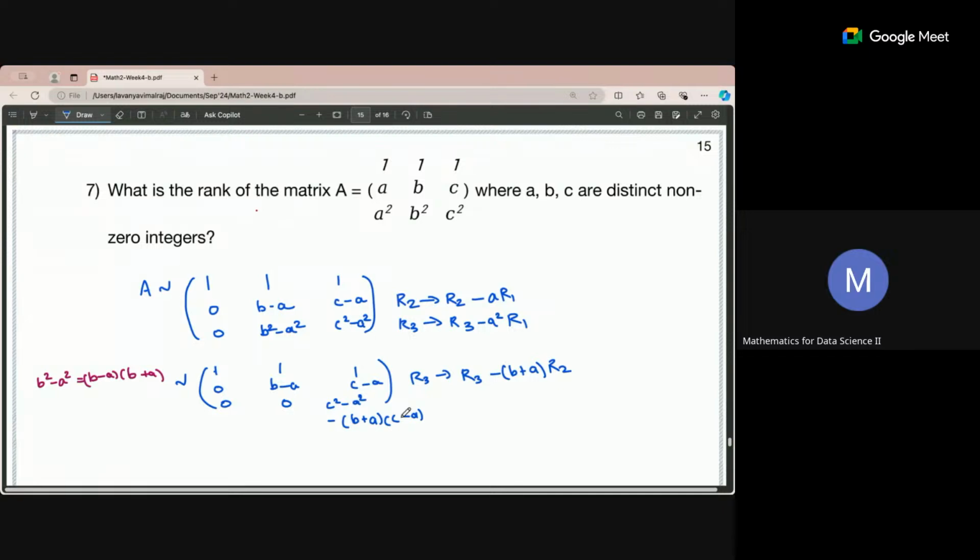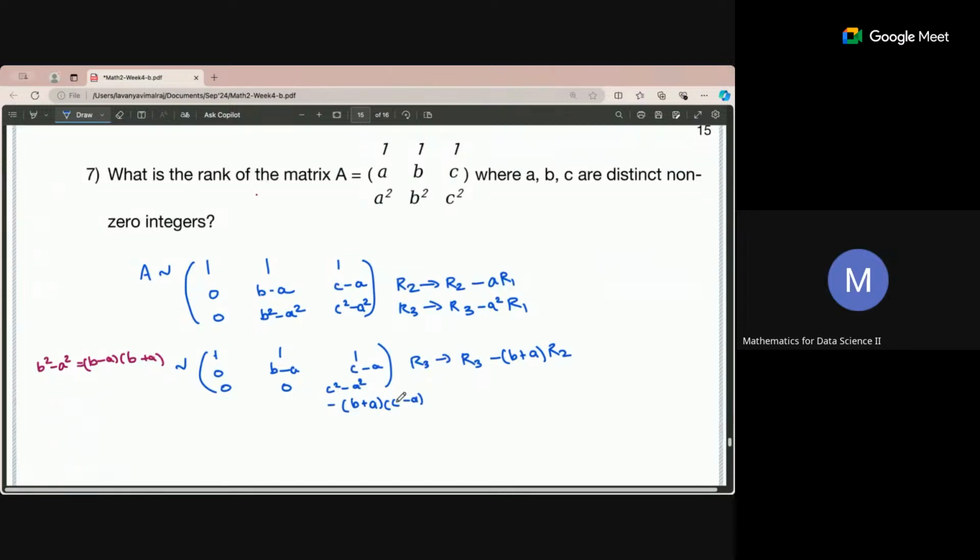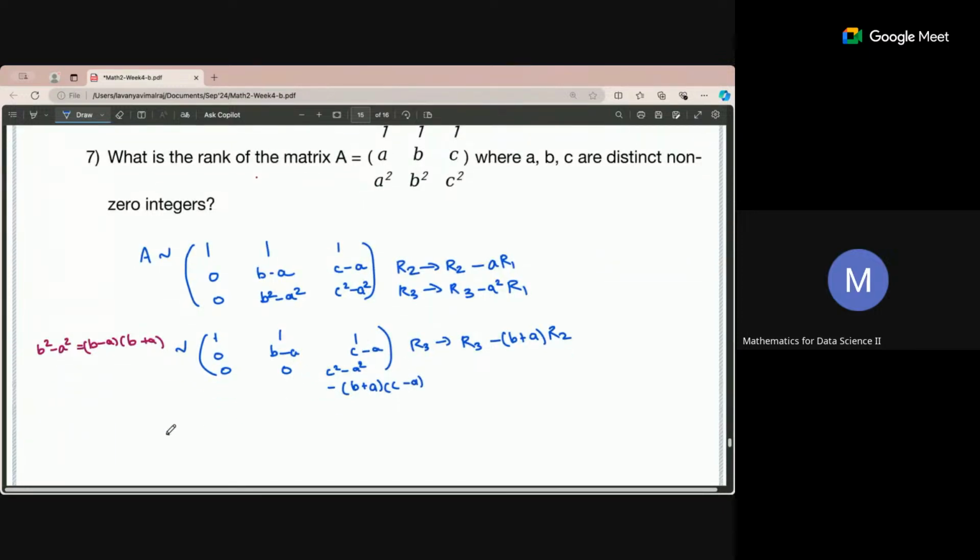Now you have to justify that this term is non-zero. First of all, let's simplify this term. You have C squared minus A squared, and then when you do the multiplication, you have minus BC plus BA.